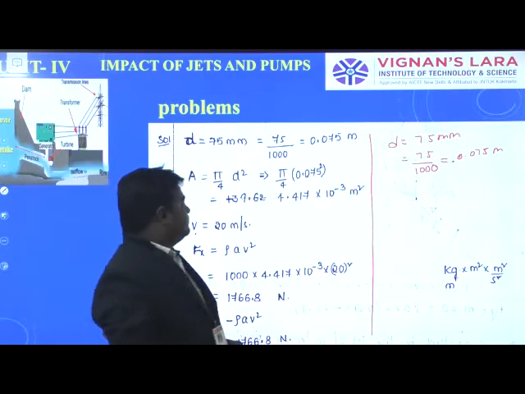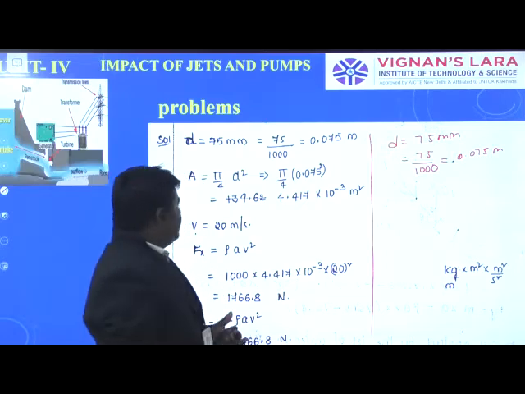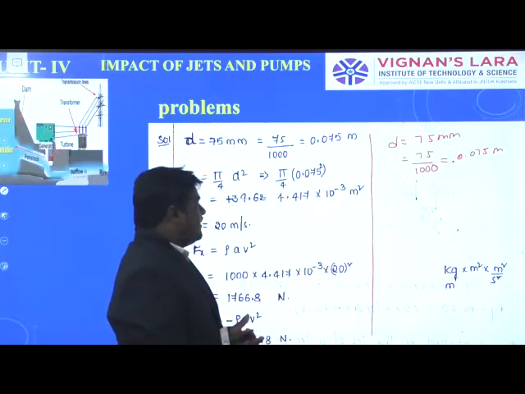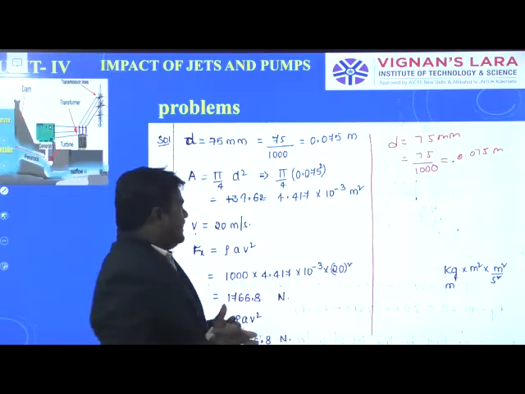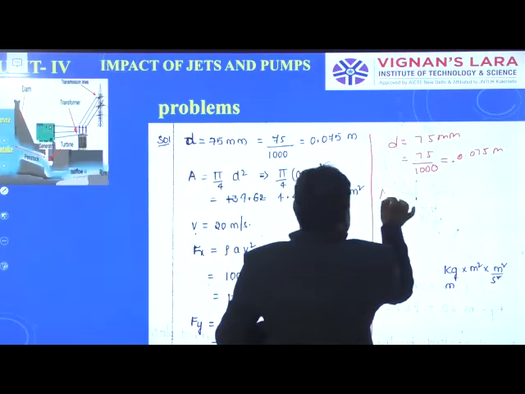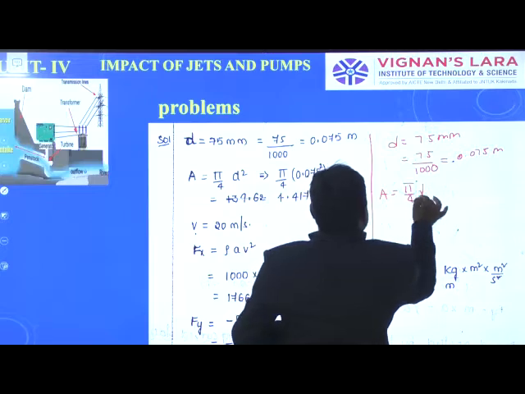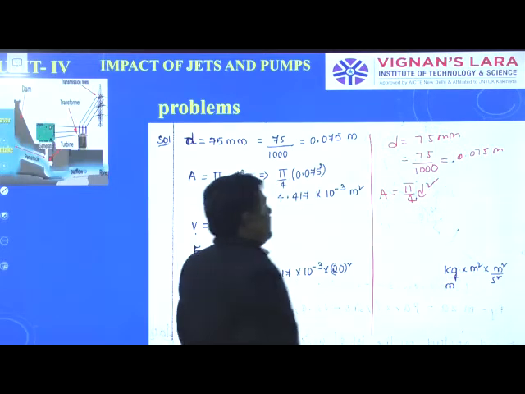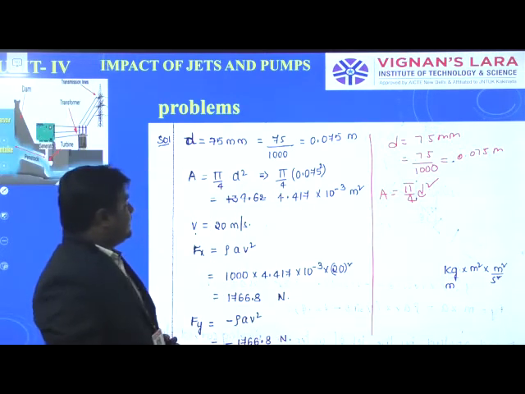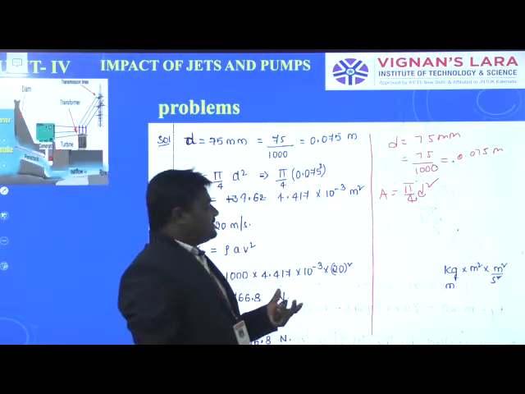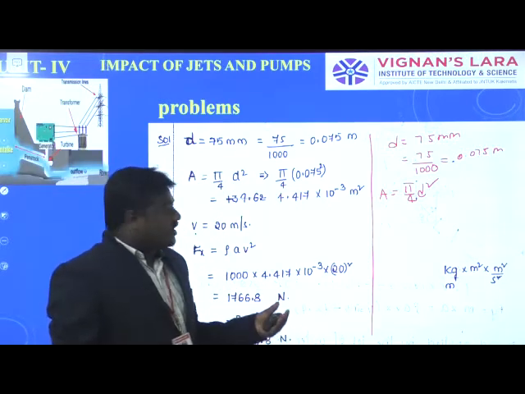Then the area. Here they have given the diameter, so that is why we have to find the area. Area A equal to pi by 4 d square. Why are we writing pi by 4 d square? Because of the vanes, that is the impact of jets, curved plate.